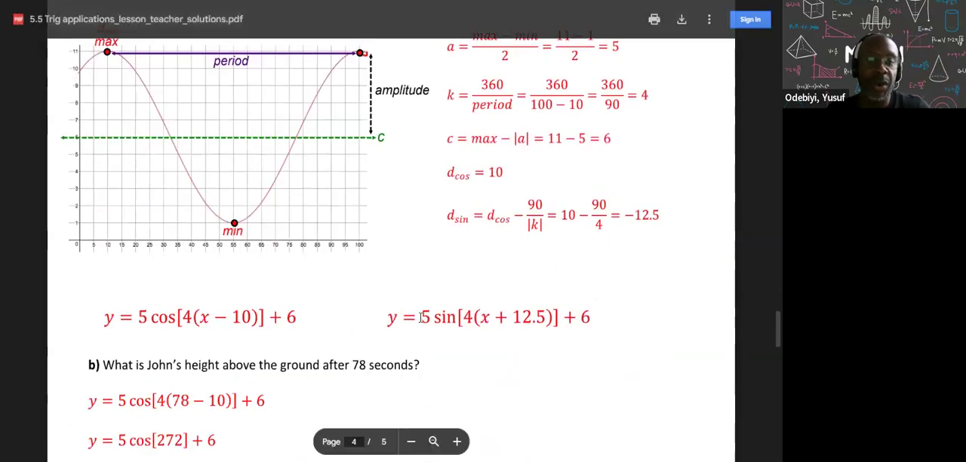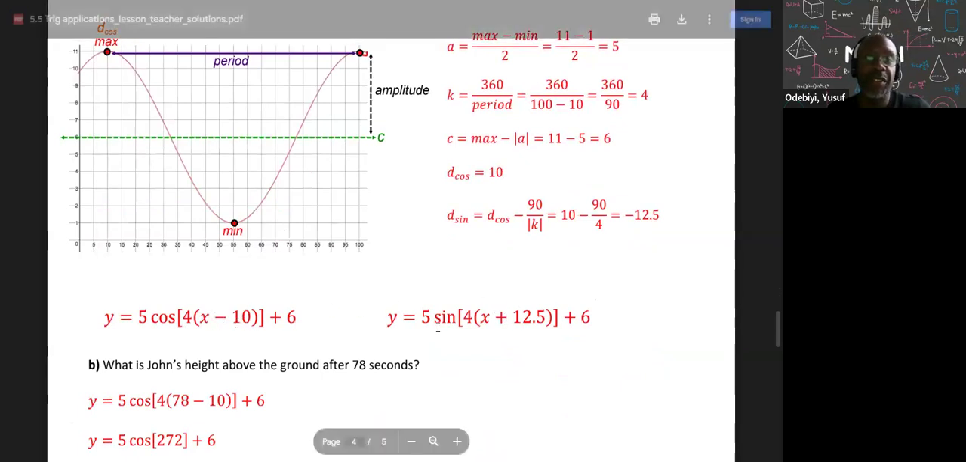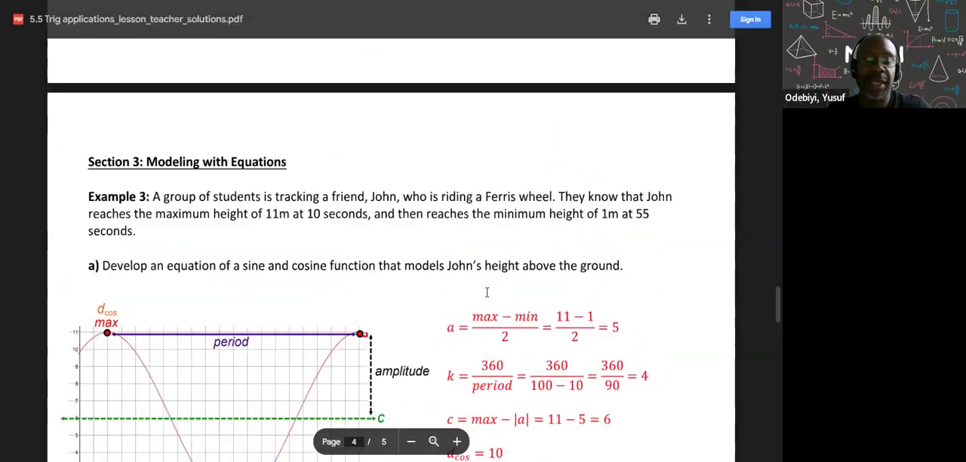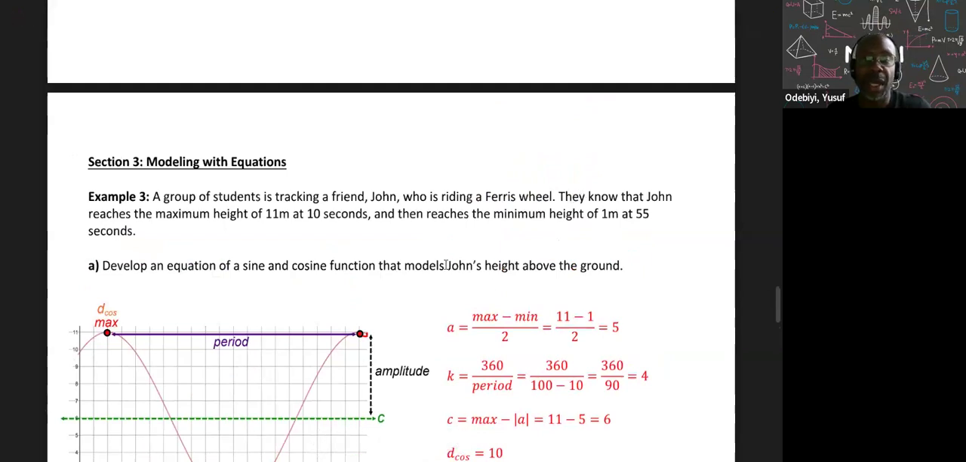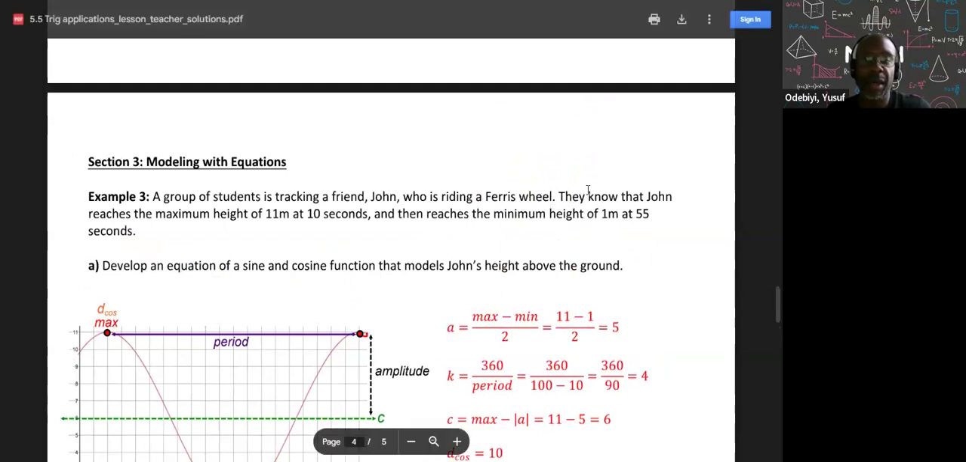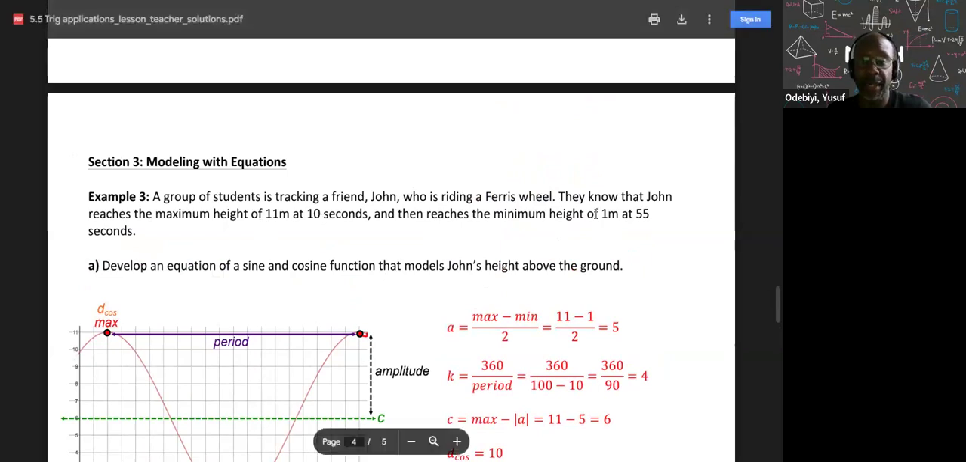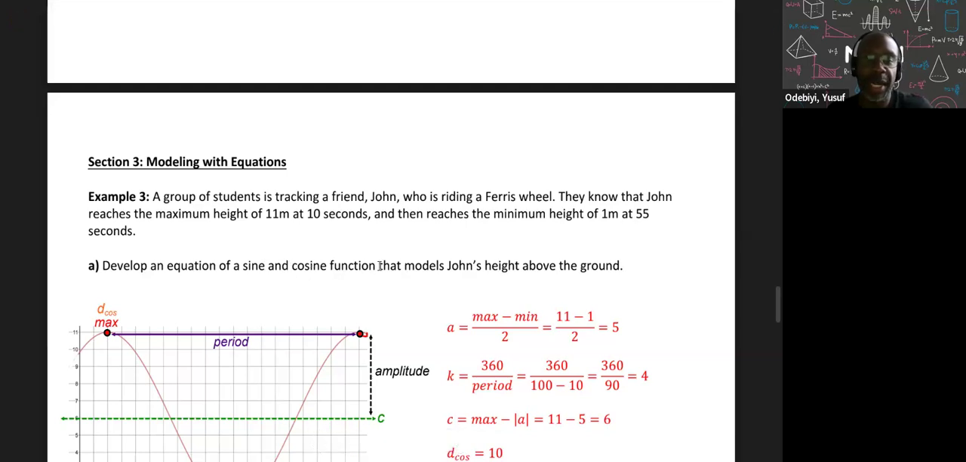But either way, you can use cosine or sine, because the difference between sine and cosine is that the cosine shifts 90 degrees to make it a sine. Okay, so let's look at what we need here. John reached the maximum height of 11 meters in 10 seconds, and then he reaches the minimum height of 1 meter at 55 seconds. Develop a sine and cosine function. So it's asking for both, which you can do because the difference between the two is just 90 degrees.